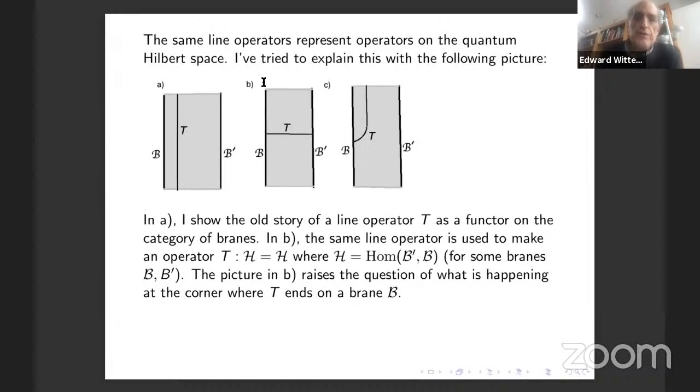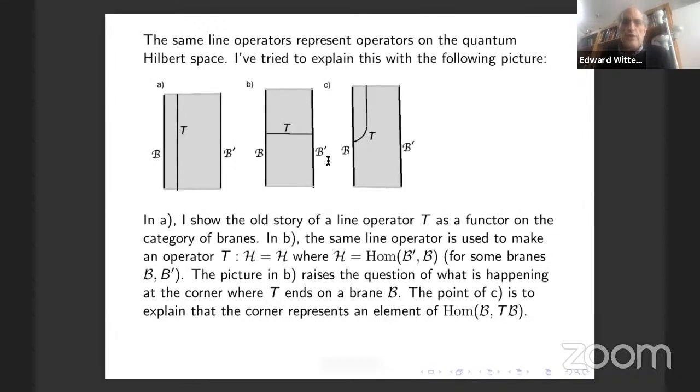But my explanation in B was incomplete because I need to explain what's happening at the corners where T meets the brane B or B prime. And the point of picture C is to explain the answer to that question. See, by bending T upwards, we could eventually, if we want, bend it backward and make B prime. But locally, I've bent it upwards, and you can see that what's happening on the left is an operation that goes from the object B to the object TB. So in other words, what is living at the corner is an element of Hom from B to TB.